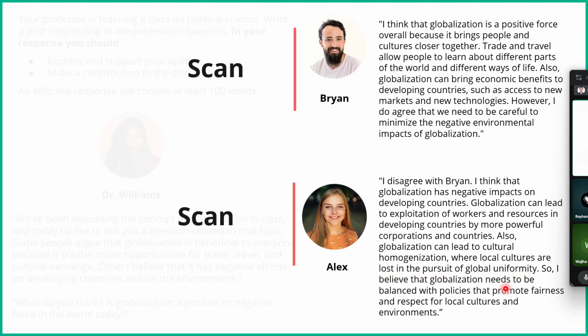So I believe that globalization needs to be balanced with policies that promote fairness and respect for local cultures and environments. So she is putting the important concept of homogenization as a support for negative impact of globalization on developing countries. Homogenization, which is defined here, is when local cultures are lost in pursuit of global uniformity. So it is the definition of homogenization. It's a great context definition.